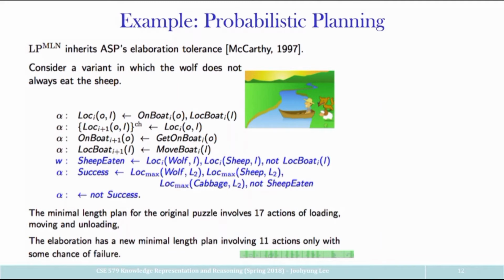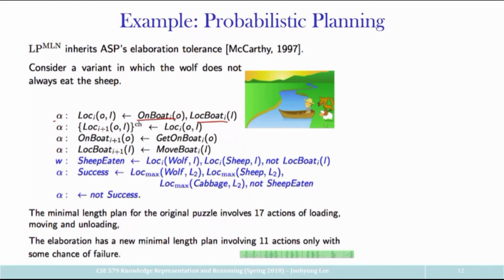The original problem is saying that if the wolf is left with the sheep without the farmer, then the wolf will eat the sheep. And similarly, the sheep will eat the cabbage if the farmer is not around. Okay, but now let's assume that sometimes the wolf does not always eat the sheep because maybe he's not hungry. So what you can do is formalize this domain as a deterministic ASP.